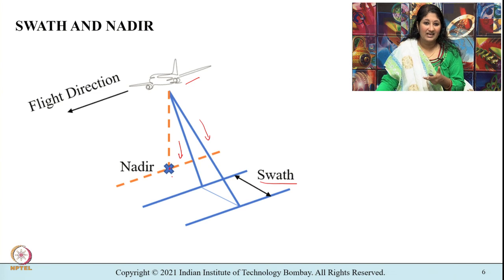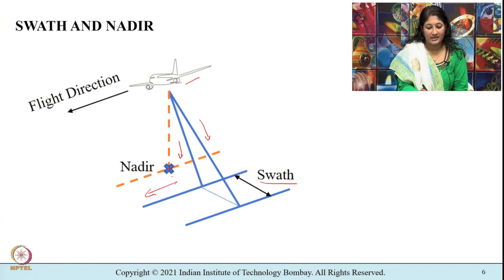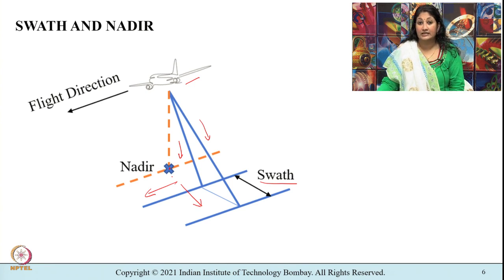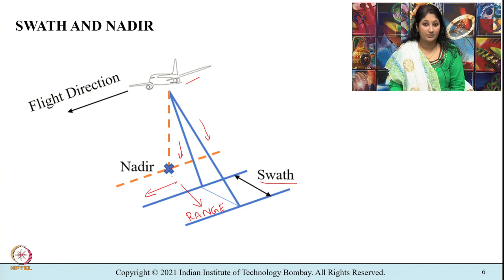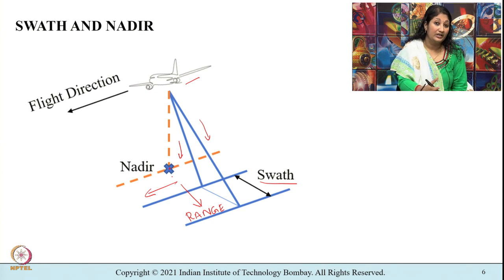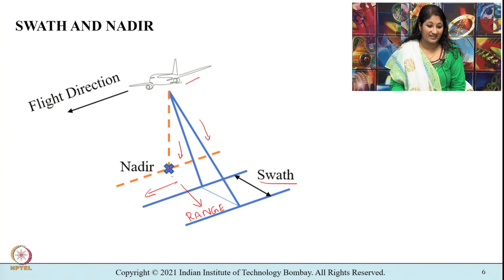Again, range is something we should be aware of. That is, we have along track as well as across track direction. When it comes to range, we call it the across track direction, range of a radar system, across track dimension, that is perpendicular to the flight direction. And the area that is near to the nadir direction is known as near range. And the area that is farther away from the nadir is known as far range.